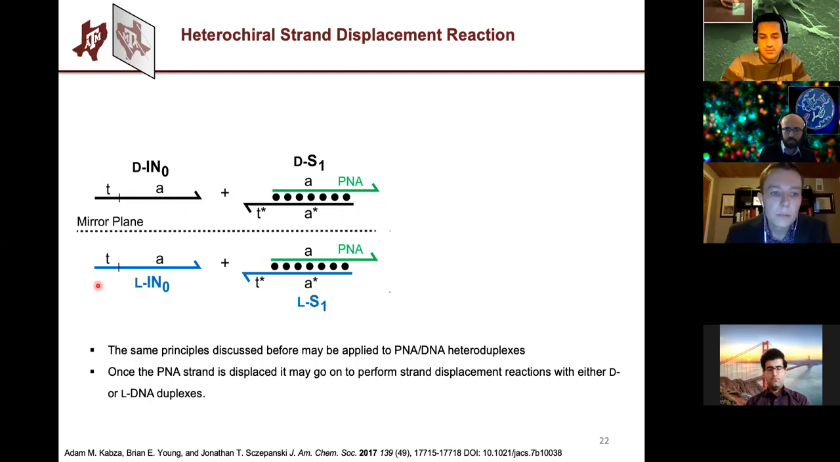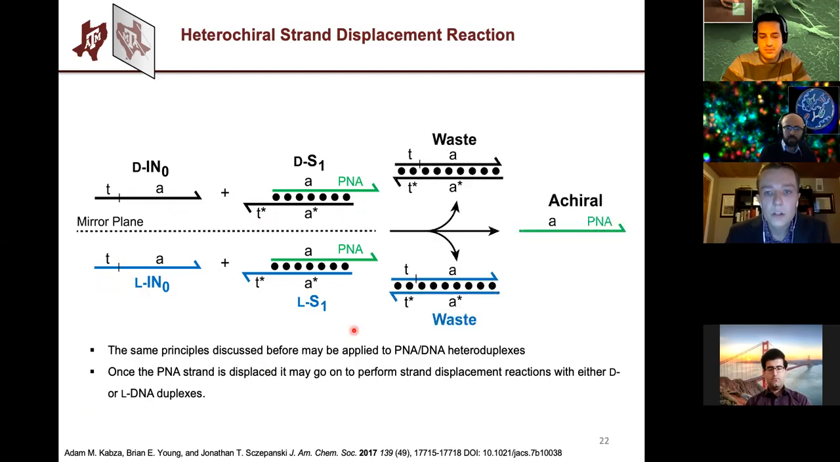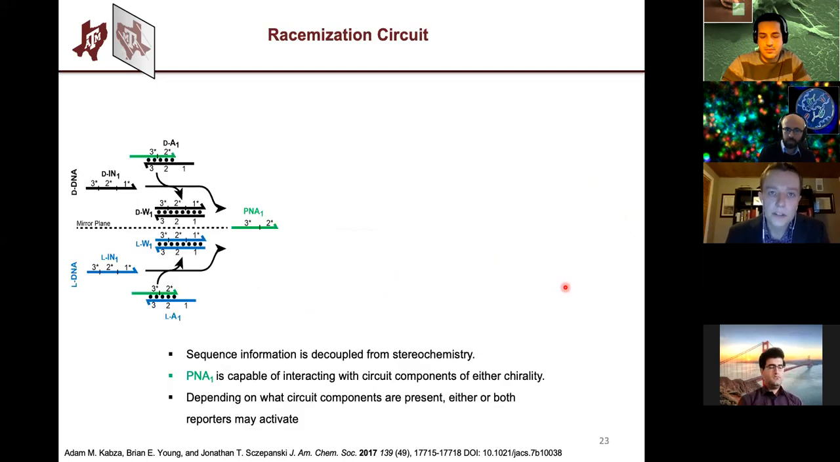And below it, between the mirror plane, we have the same thing happening in the L stereochemistry. And in both cases, you generate an identical but stereochemically inverted waste duplex and output an achiral PNA, which downstream can go on to interact with oligonucleotides of either stereochemistry. And so we call this a racemization gate. And the first circuit we designed based off of this was our racemization circuit.